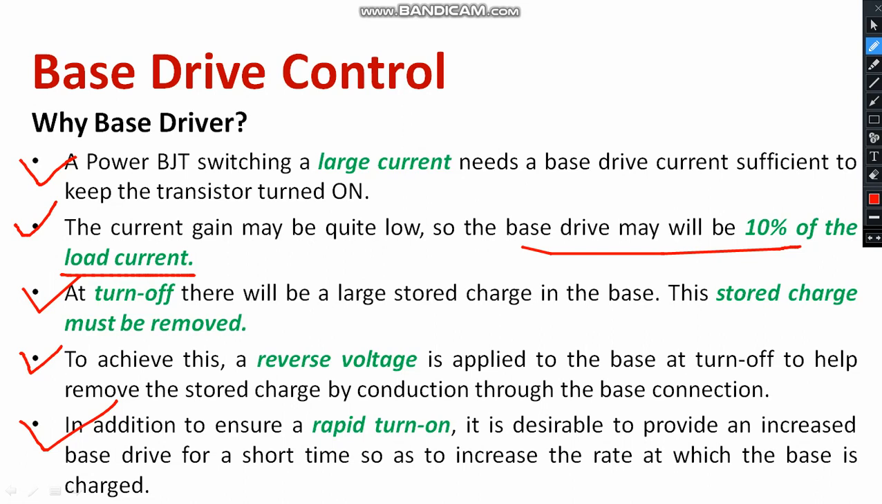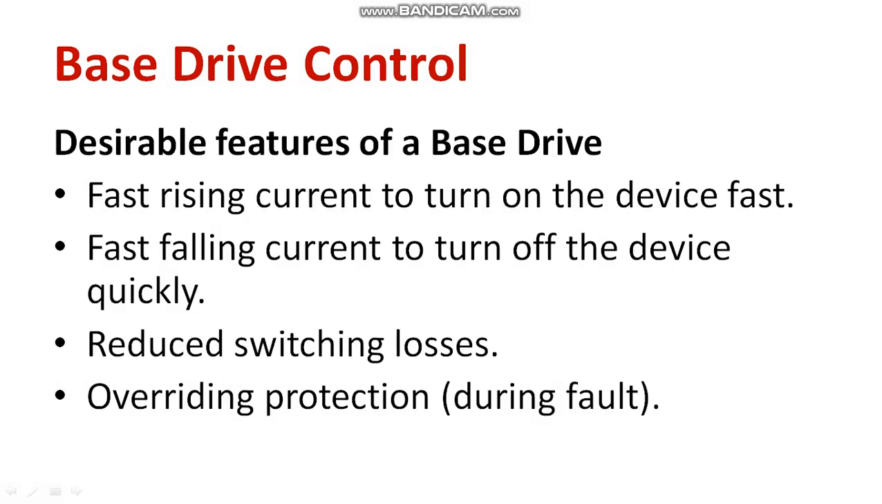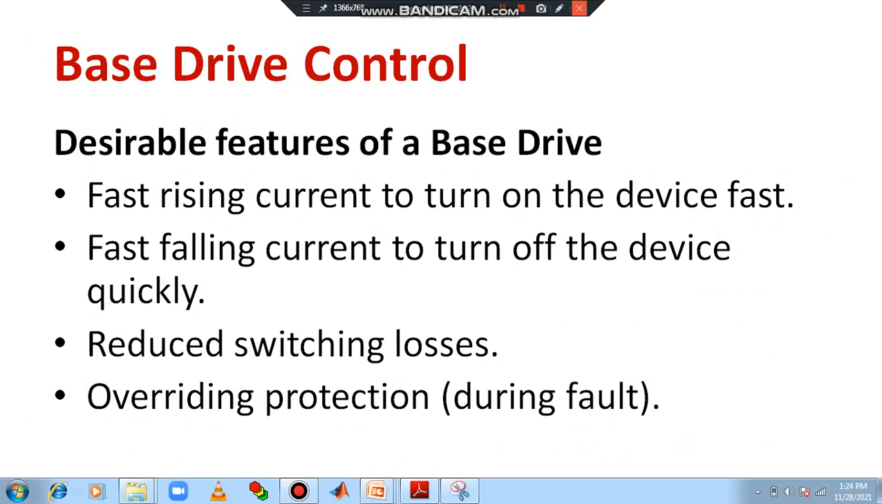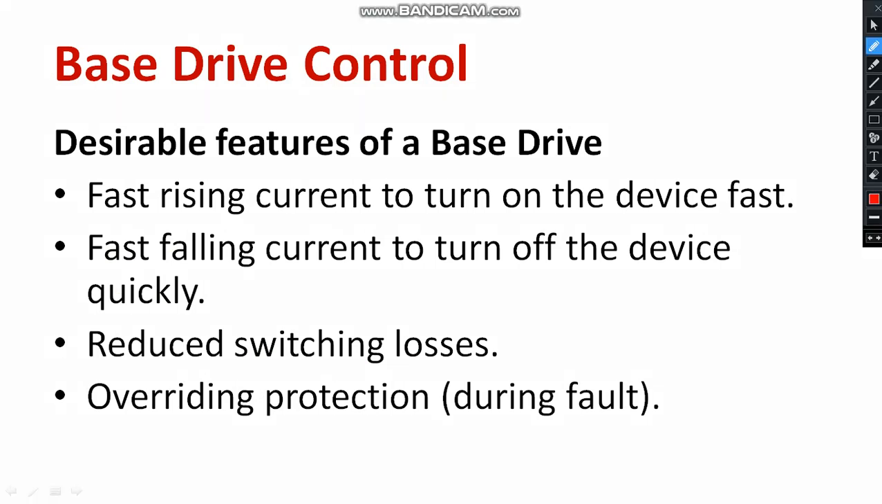And what are the desirable properties of a base driver circuit? The following are the desirable features. Fast rising current to turn on the device is required, and fast falling current to turn off the device is also needed. Then switching losses should be as minimal as possible. During a fault, it should have overriding protection. These are the basic requirements for a base driver circuit.